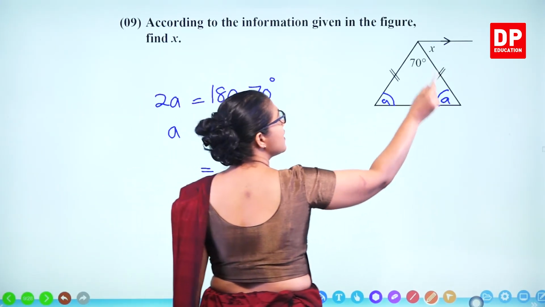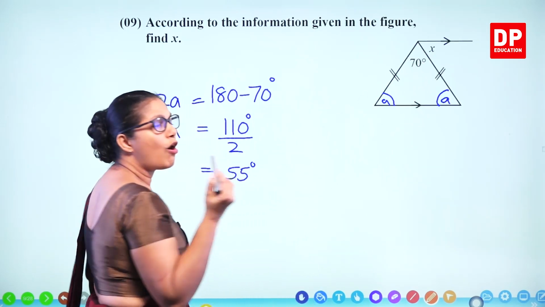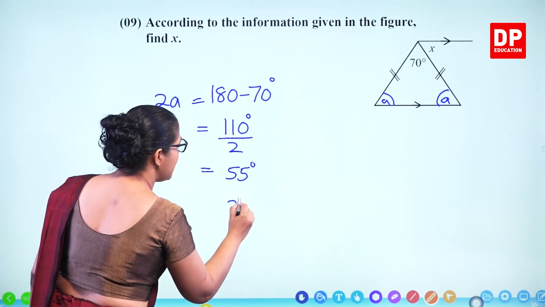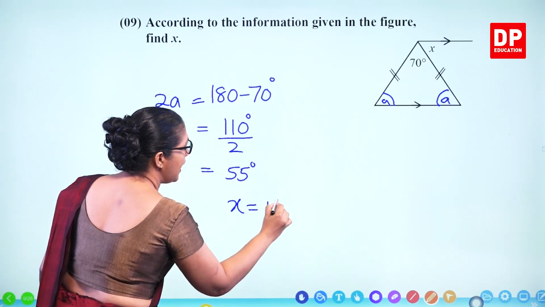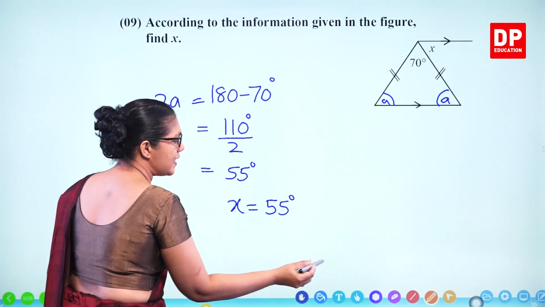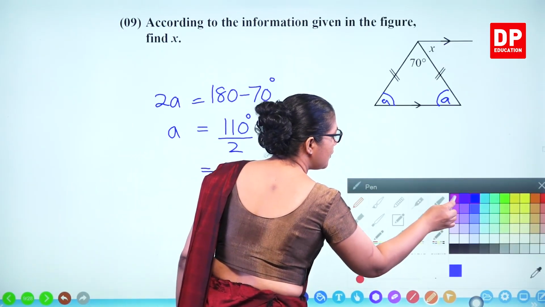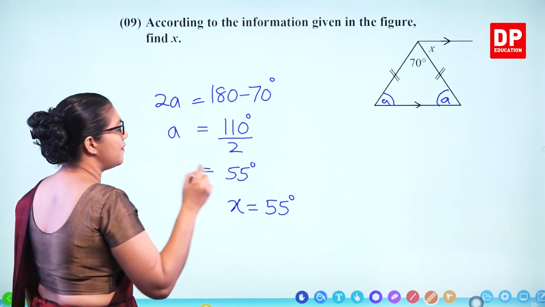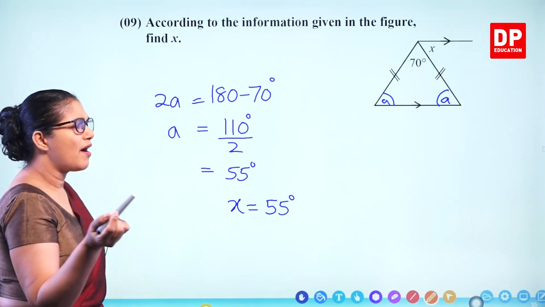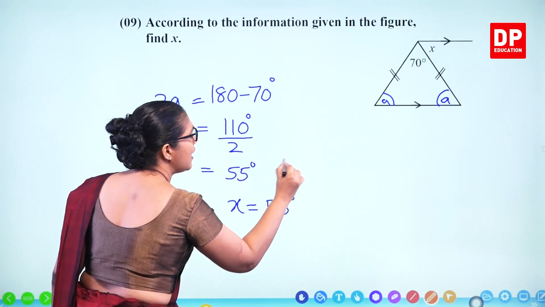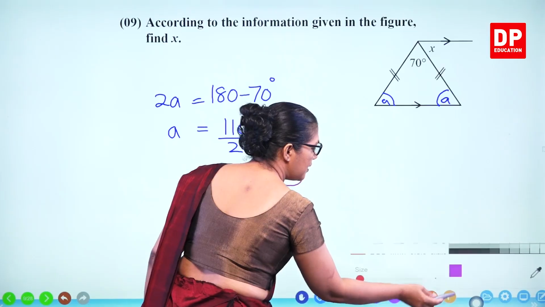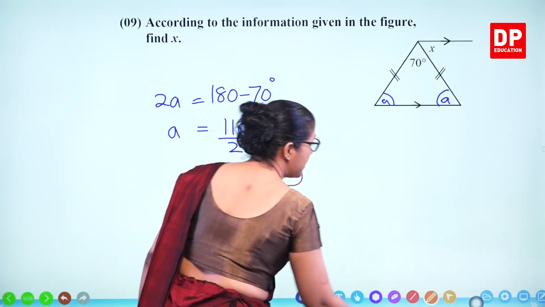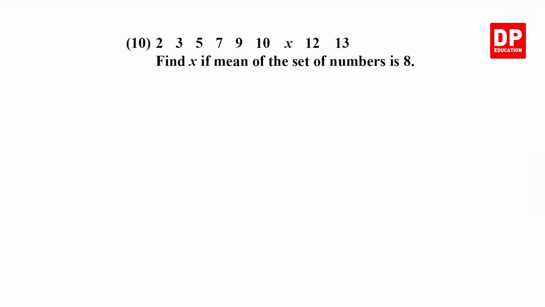Now what can you say? A and x are equal, alternate angles. So x is the same as A. That's 55 degrees. No need to write the reason and everything because you are getting only 2 marks. They are looking at only the answer and the method. Method is important.